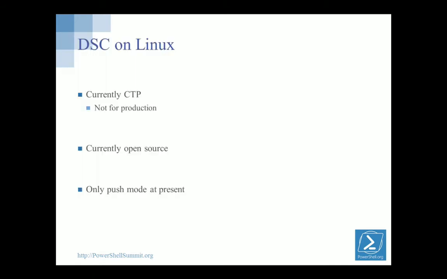So DSC in Linux, it's currently CTP. It says all over it, do not use in production. As with anything, if you're feeling brave. I've put it there as currently open source, because that's what it said on the blog post. I don't know whether the plans are to change that at all, or even if it's going to change. And it is only push mode at the moment. There isn't a pull server option for this.